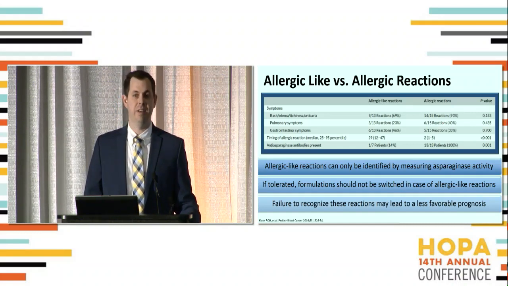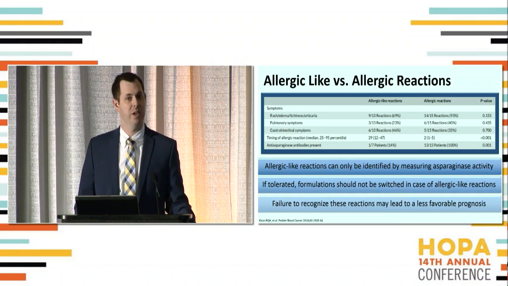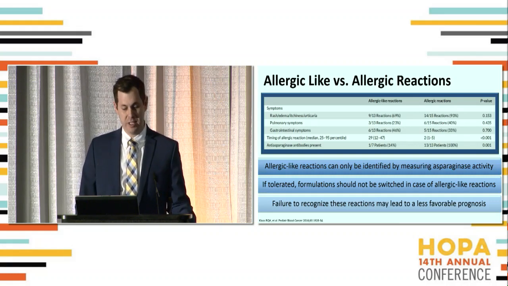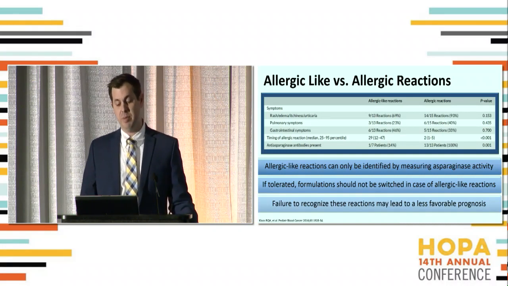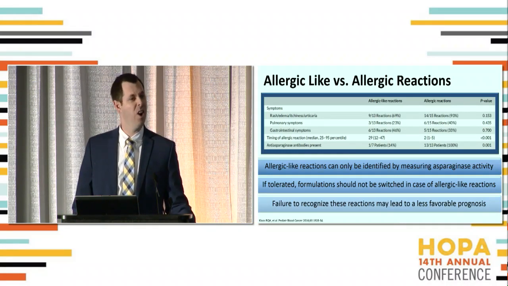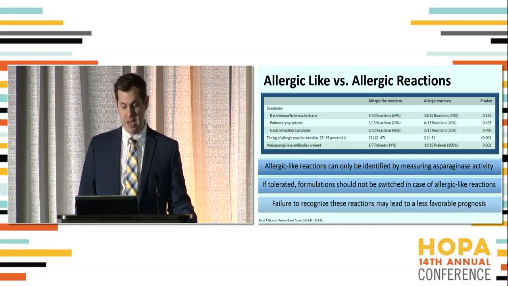Erwinia asparaginase is significantly more expensive than PEG asparaginase, and it's not as convenient for patients because it's going to take 6 doses to replace 1. So your hospital management's not going to be super happy if you get this decision wrong and you're putting your patient unnecessarily on more expensive and more inconvenient therapies. And then finally, failure to recognize these reactions may lead to a less favorable prognosis. So if you're already on Erwinia asparaginase and you get an allergic-like versus an allergic reaction wrong, you're potentially taking away a really important therapy for someone who could benefit if they don't truly have an allergic reaction.